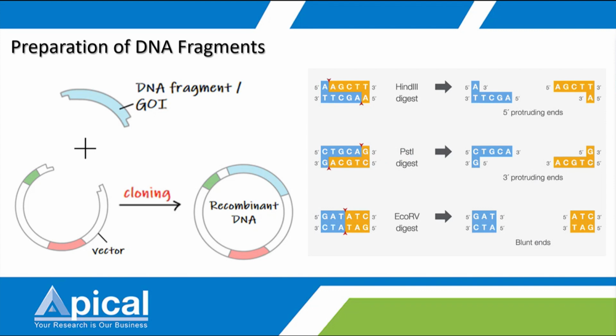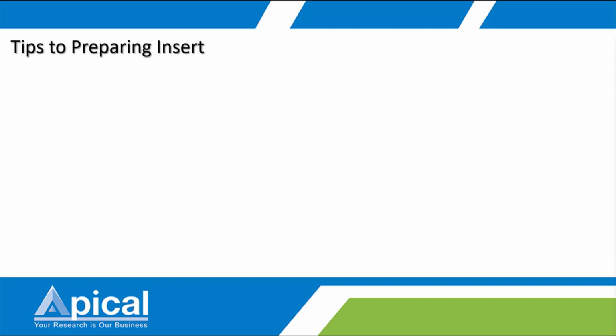RE can generate a sticky end or blunt end at the DNA fragment, depending on the RE that you are using. For example, here you can see HindIII and PstI generate sticky ends, and then EcoRI will generate blunt ends. And here are some tips to prepare your insert.